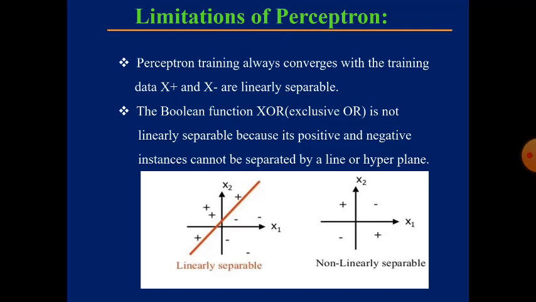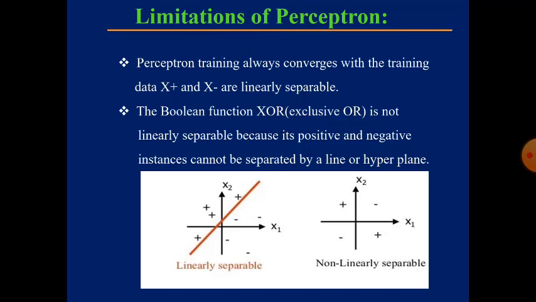The second drawback is that the Boolean function exclusive OR is not linearly separable. Why? Because the positive and negative instances cannot be separated by a single straight line, or by a line or a hyperplane. So it cannot be computed by a single layered perceptron. It cannot be learned by a single layered perceptron.